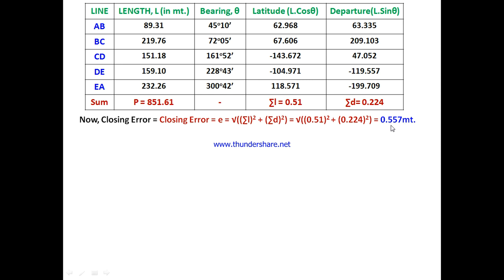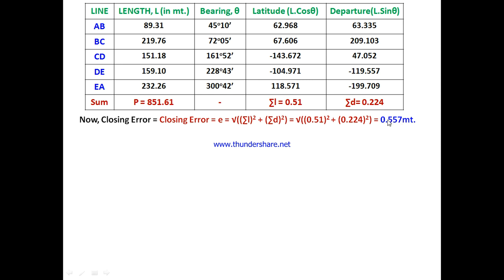After determining that, what do we need to do? We need to adjust the traverse with the help of Bowditch rule. So for Bowditch rule, what we need to do? We need to make the correction in each latitude, because here we can see a closing error of 0.557 meter is there.